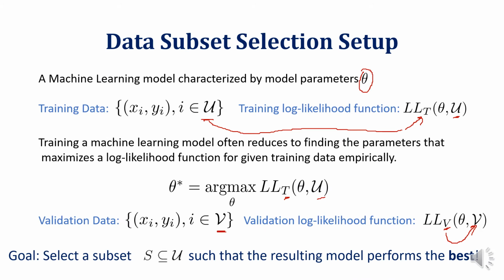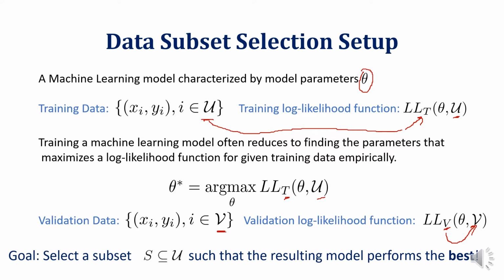So here's the setup. We assume that the parameters theta characterize the machine learning model. We have a training data set U and a validation data set V. The loss, for example the likelihood function, could be evaluated either on the training data set U, in which case we use the subscript T. Mind you that T corresponds to the labeled data set U. The subscript V corresponds to the validation data set. So the likelihood function can also be measured on the validation data.